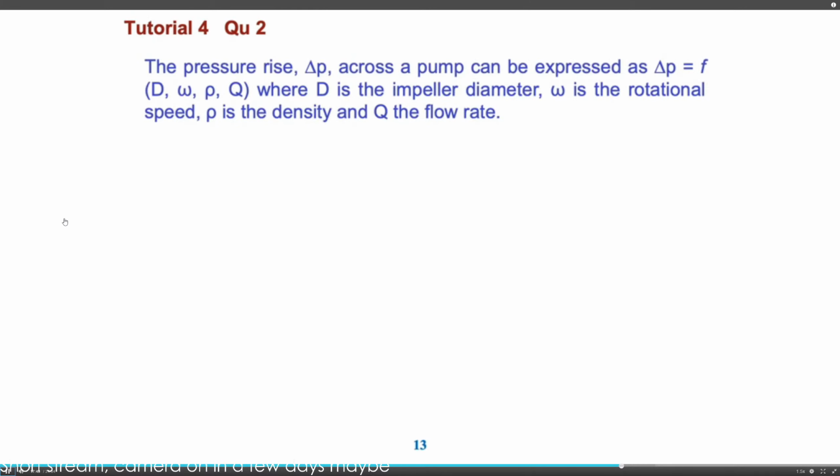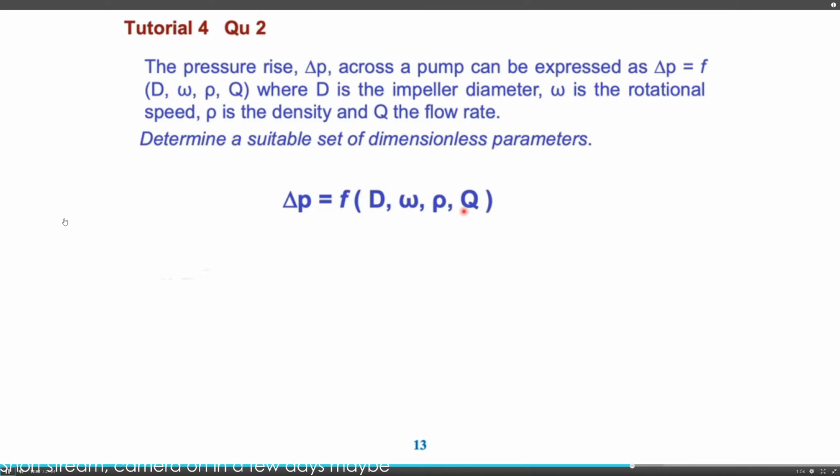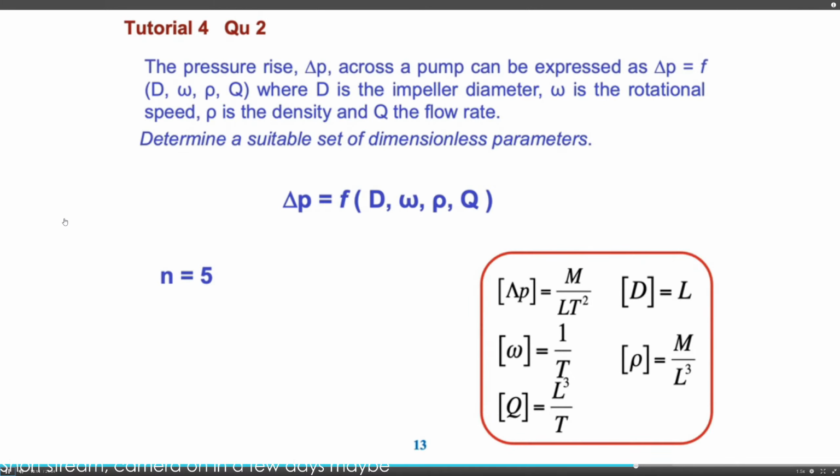Okay, now question number 2, this is a second question relating to developing a dimensionless group. So the pressure drop depends on diameter, the omega, rho, and Q. Determine suitable dimensionless group. Here we have 5. N is 5. Then you write down the basic dimension that is involved. N is 3. So hence you have 2 pi groups.